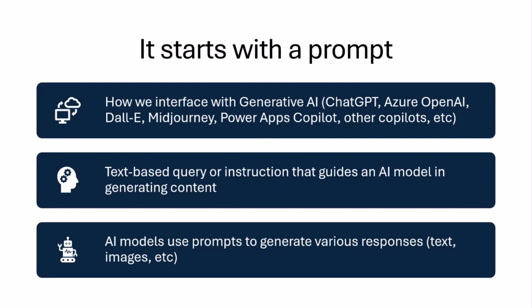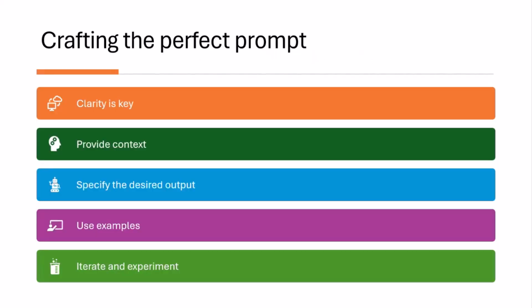So they're really just text-based queries or instructions that guide the AI model into generating content for us, whether that be text content, images, whatever tool that we're using there. Now, there's a few general tips here for crafting the perfect prompt, I would say. A perfect prompt is maybe a far-fetched word, but you get where I'm going.